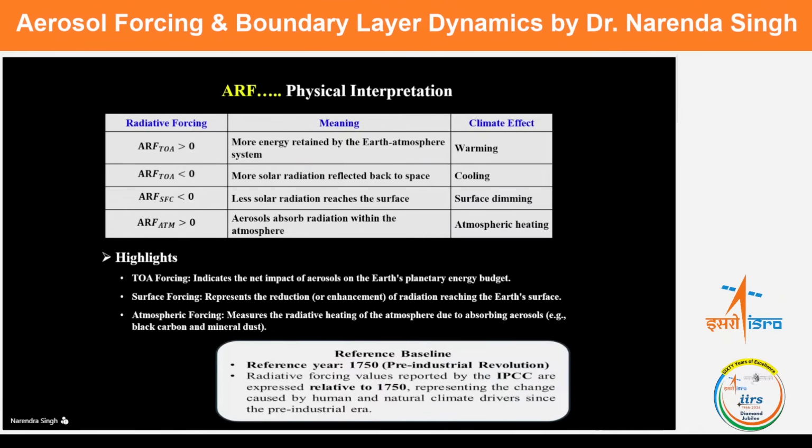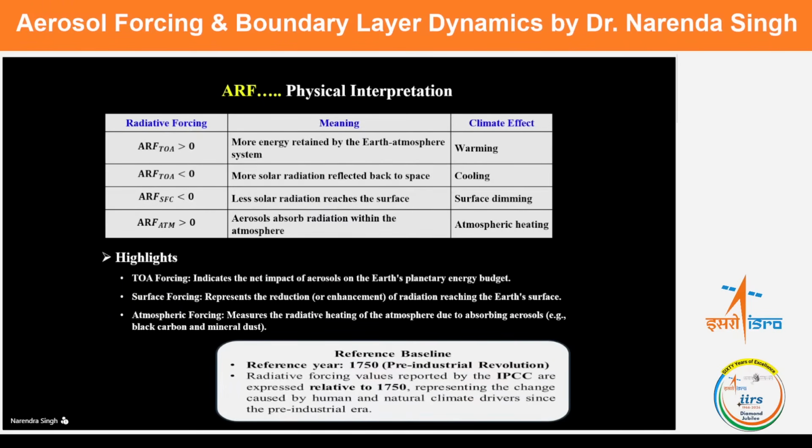And then if at the surface of the Earth we are measuring atmospheric radiative forcing, it is basically less than zero or negative, it means less solar radiation reaches the surface of the Earth, and it will definitely reduce the temperature of the surface of the Earth by, say, less than a degree or so. Then we'll say that it is surface dimming.